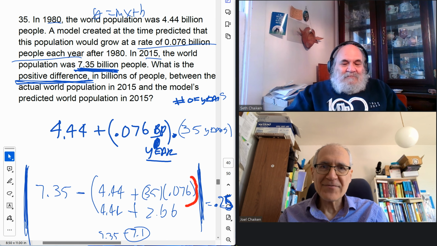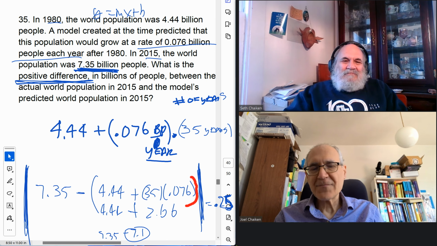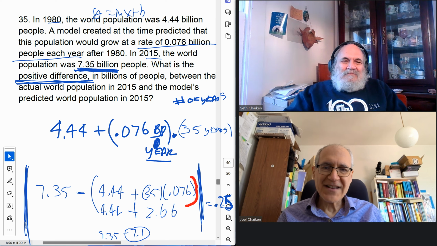Yeah, calculator definitely helps. This is a calculator set. This is a part of a calculator question. This is part of the whole test now is calculator. But the calculator definitely helps you in this situation.